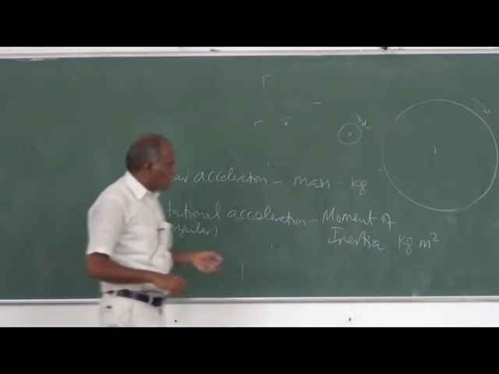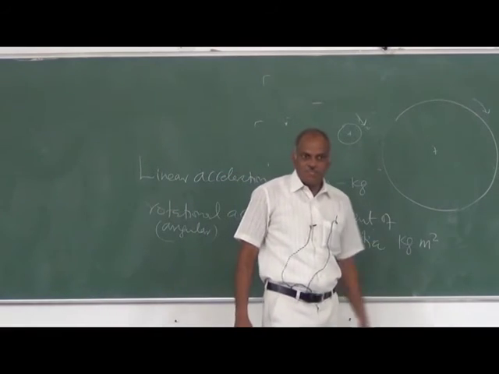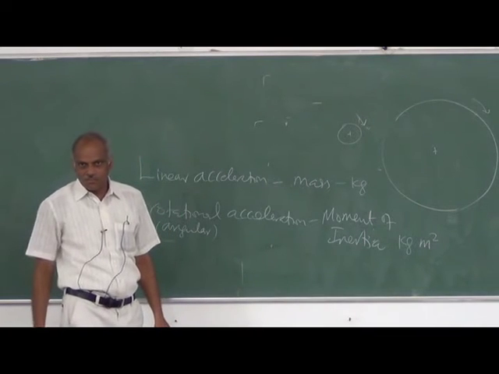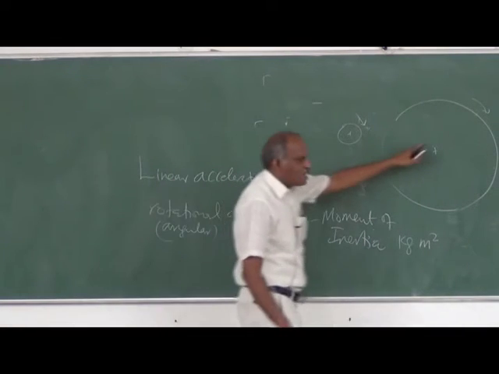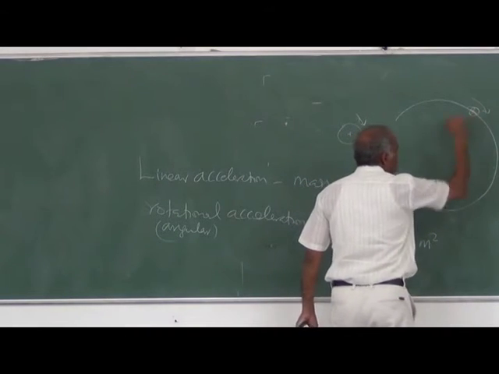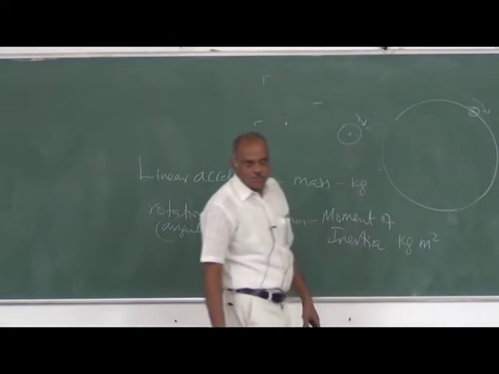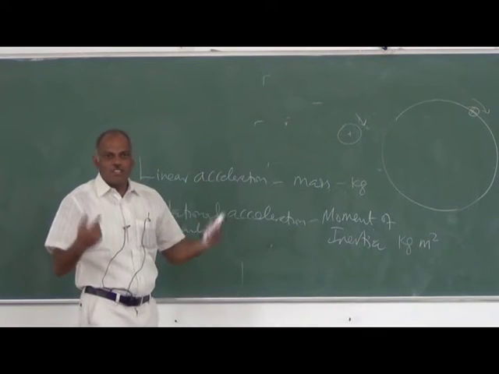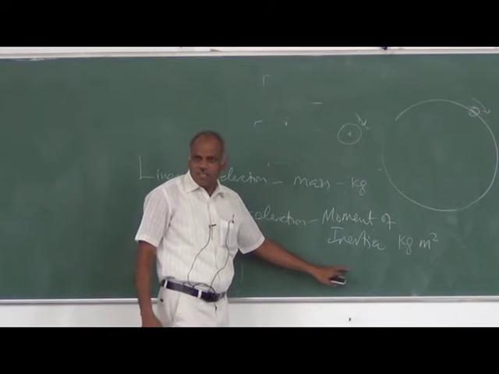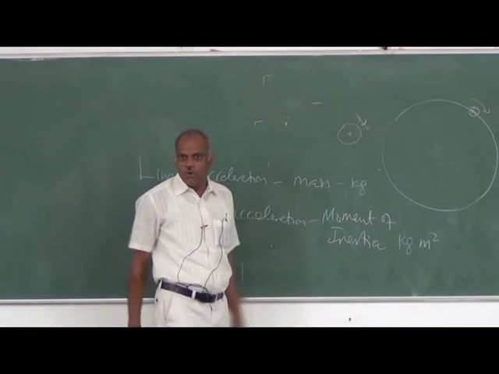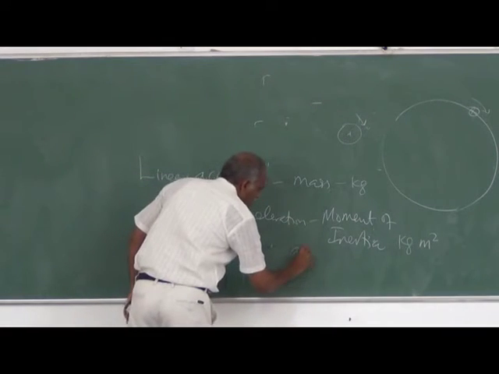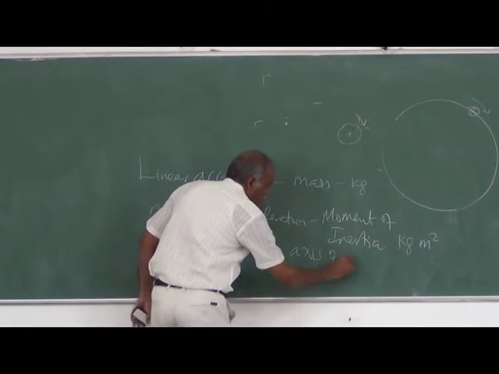Whereas the moment of inertia is not a unique value for an object, because if I take the same disk and change the rotation center from here to here, it will change. So the moment of inertia of an object is not an absolute or unique value. It depends on the axis of rotation.